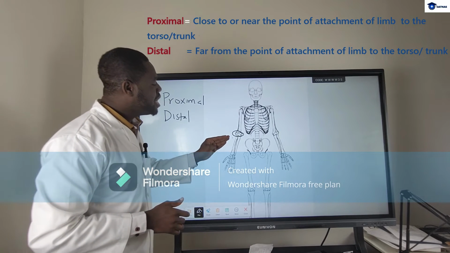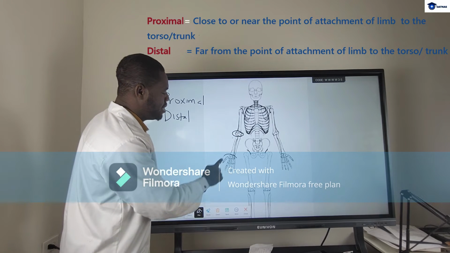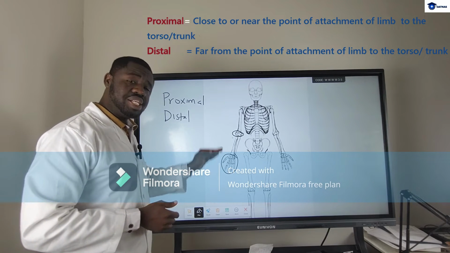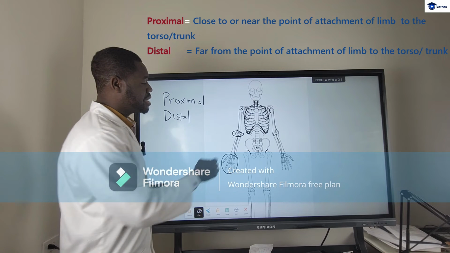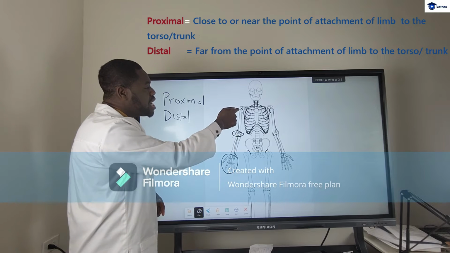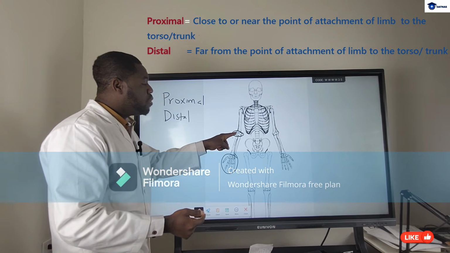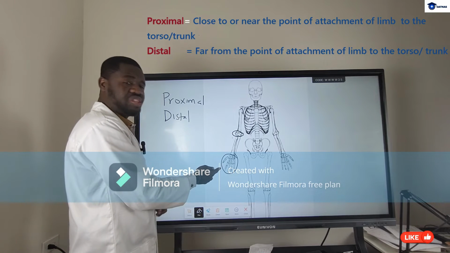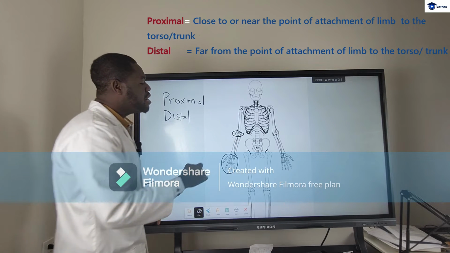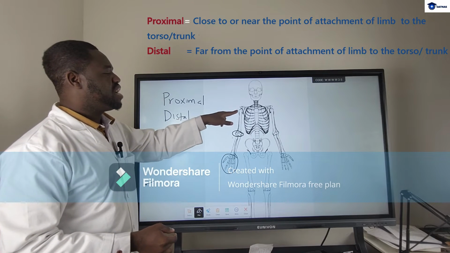Now, what is the relationship between the elbow and the hand? Which one is proximal? Which one is distal? You can say that the elbow is closer to the point of attachment than the hand. So, the elbow is proximal to the hand, while the hand is distal to the elbow because the hand is far from the point of attachment.